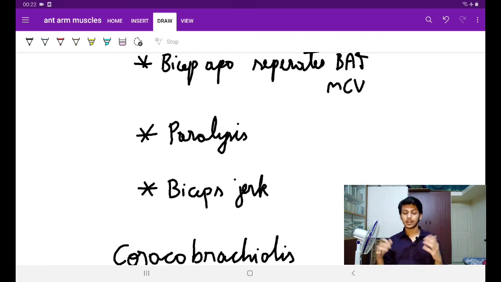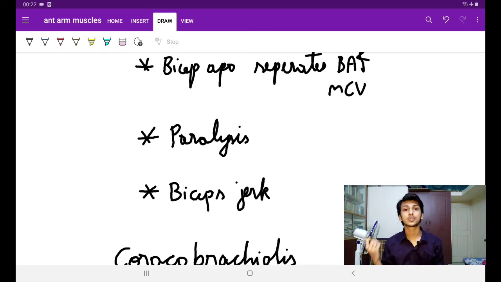And see here, guys. What if the biceps is paralyzed? Biceps is a strong supinator of the flexed elbow, isn't it? So if biceps is paralyzed, there will be no supination. If no supination, pronation. Where did we study that? We studied that in Erb's palsy, isn't it? The forearm will be in the pronated position when there is damage to the C5, C6 nerve roots. Then there is the biceps jerk.